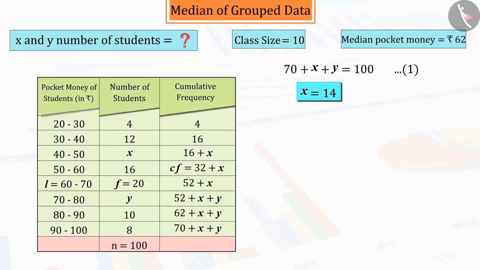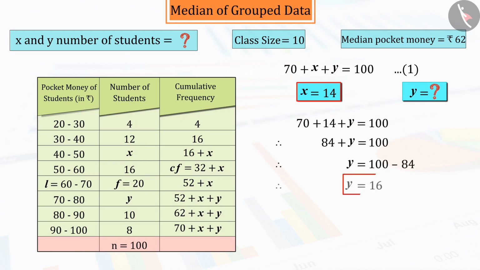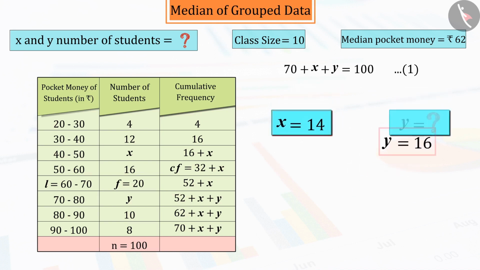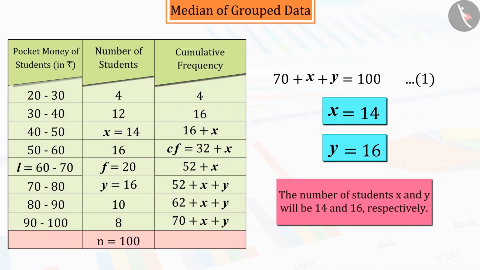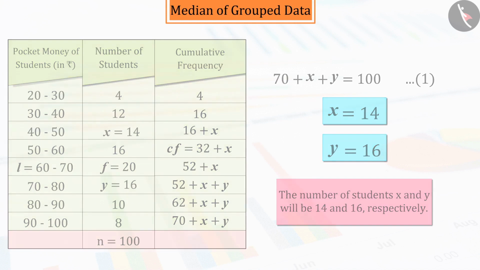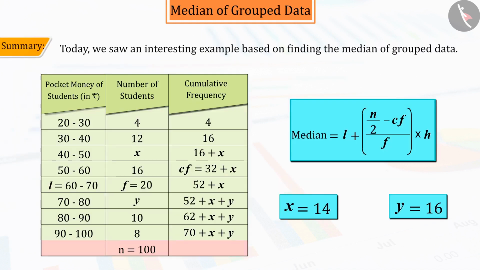Since we have to find the number of students x and y, can you tell the value of y? Well done. Putting the value of x in equation 1, the value of y is obtained as 16. So we can say that the number of students x and y will be 14 and 16 respectively. So hopefully you would have understood how to find the median of grouped data. Teachers can also test students' understanding in the classroom with the help of some such examples.